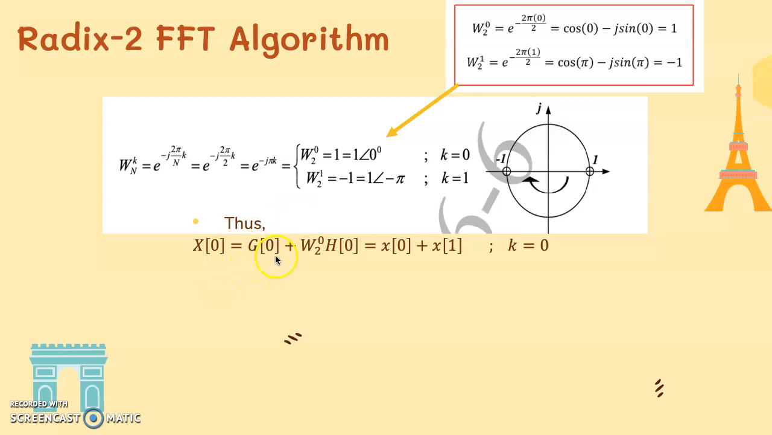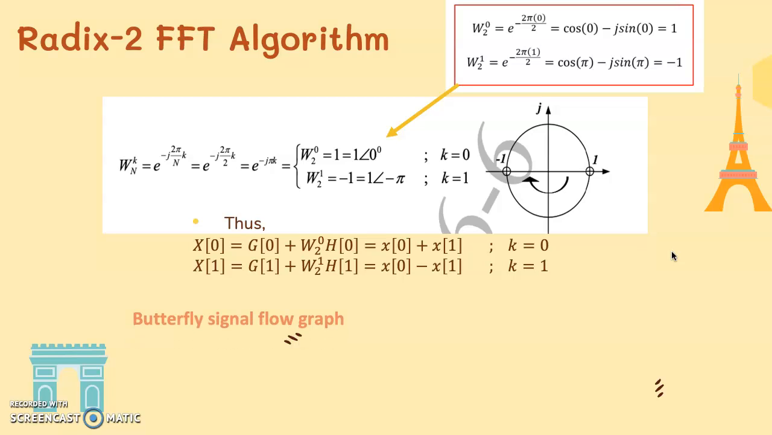Therefore, remember the even plus the constant times the odd. So it becomes G0 is x0, right? So W_2^0 is 1. So x0 plus 1 times x1, it becomes x0 plus x1. H0 is x1 for k equals 0. And then for k equals 1, G1 plus W_2^1 H1, where W is minus 1, right? So that's why x0 minus x1 for k equals 1. Okay, so this is the equation for radix-2 FFT and how you derive it.